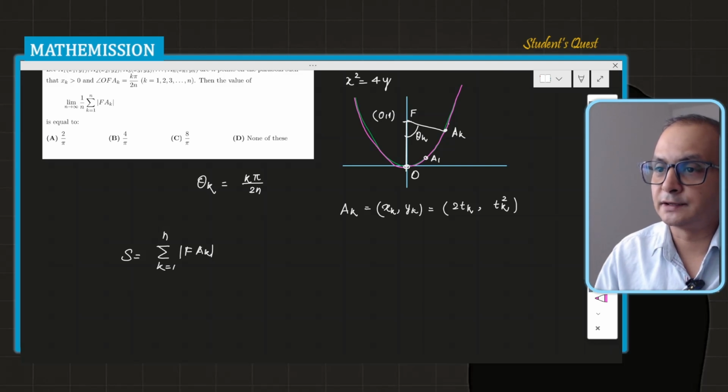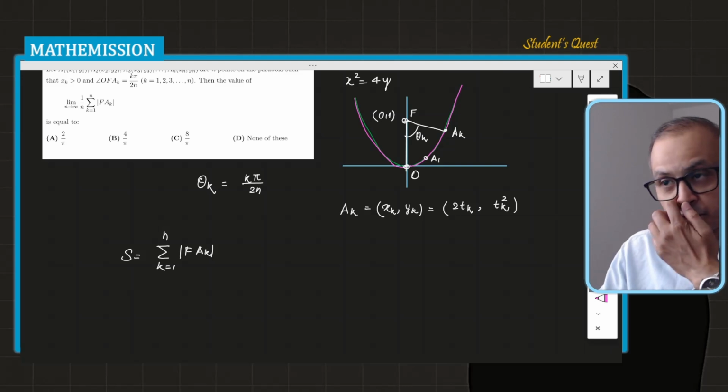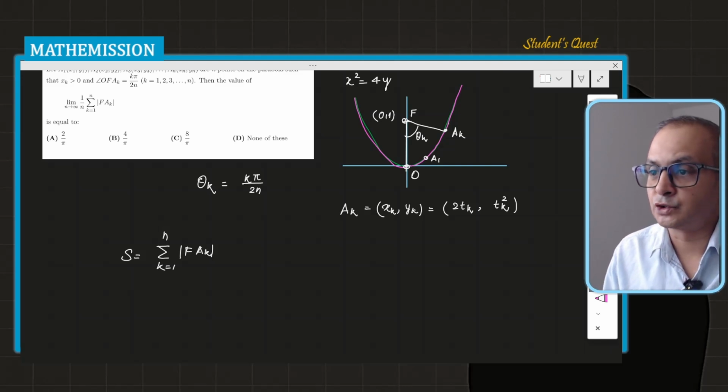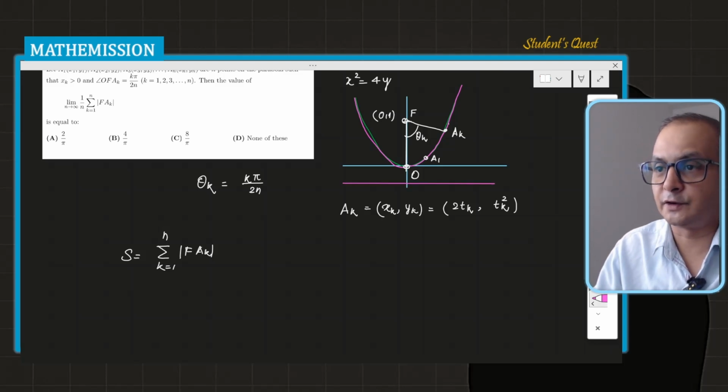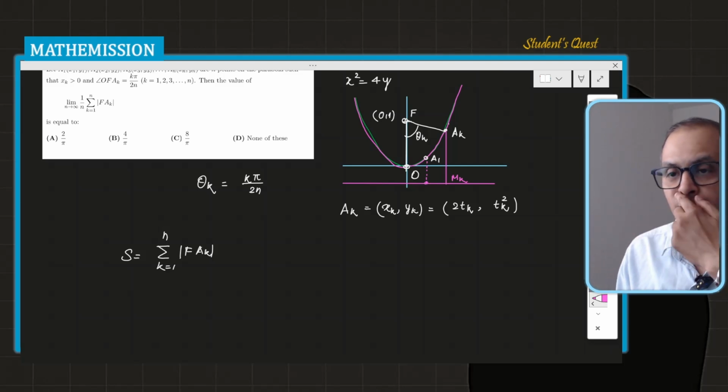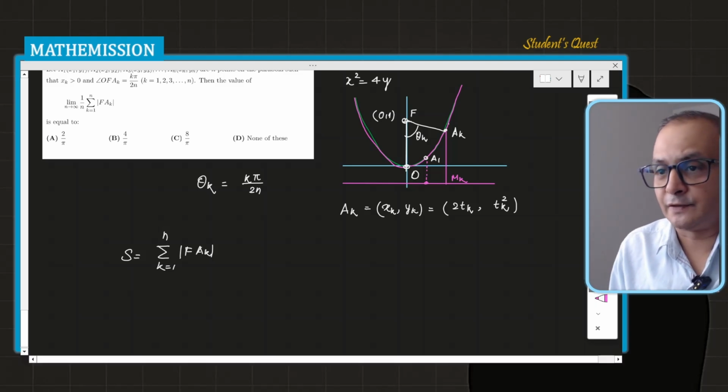So how do we do that? You notice that the distance between A and F, meaning any point on the parabola to the focus, is equal to the perpendicular drawn from the point to the directrix. So you know this fact for the parabola. This is the directrix I have, and if I draw a perpendicular from this M, let's say AKMK, because for every point I have a different foot of the perpendicular. So let's first evaluate what is FAK.